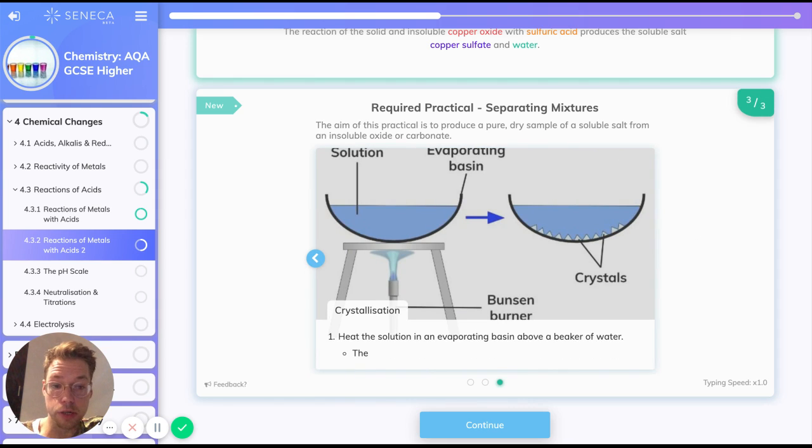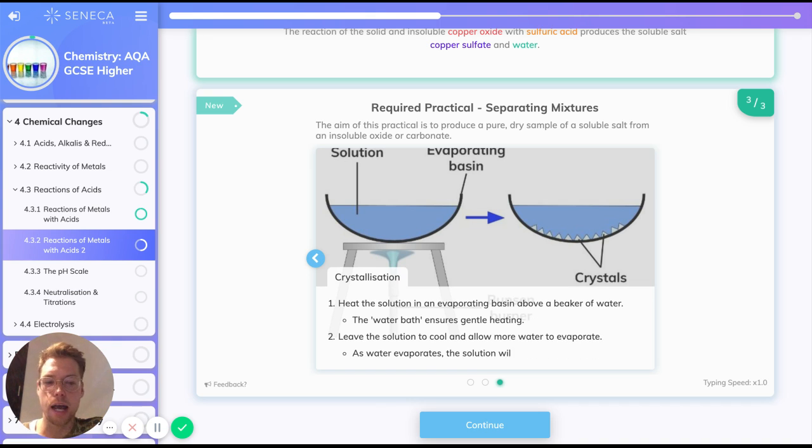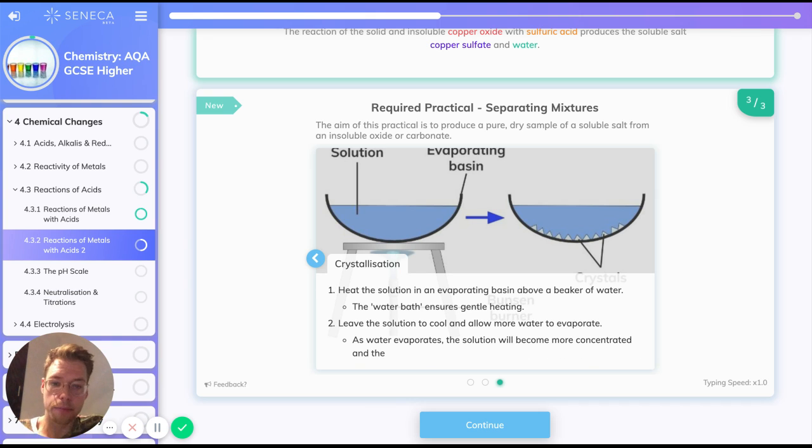Subsequently, we need to do a cute little bit of crystallization, and we heat the solution in an evaporating basin above a beaker of water. And that's basically a water bath, and we leave that water bath gently heating, and we have to then leave the solution to cool and allow more water to evaporate. If you do this in your science lab, you normally have to leave it overnight or for a few days. And as the water evaporates, the solution will become more concentrated and the salt will begin to crystallize.